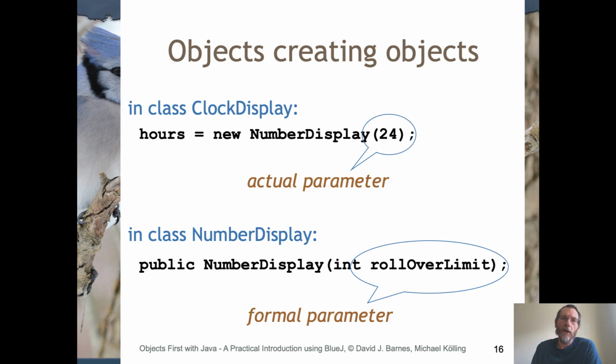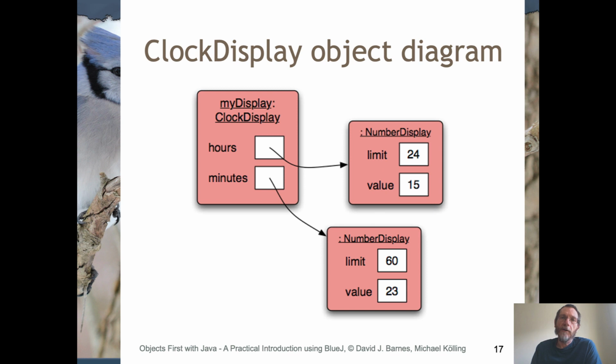number display object. If we drill down a little bit further in the objects that are coming into existence when a clock display object is created, we can see now that those two number display objects are storing a limit value and a current value. So this represents the time 15:23. And the number display object for the hours has a limit of 24, and the number display object for the minutes has a limit of 60.